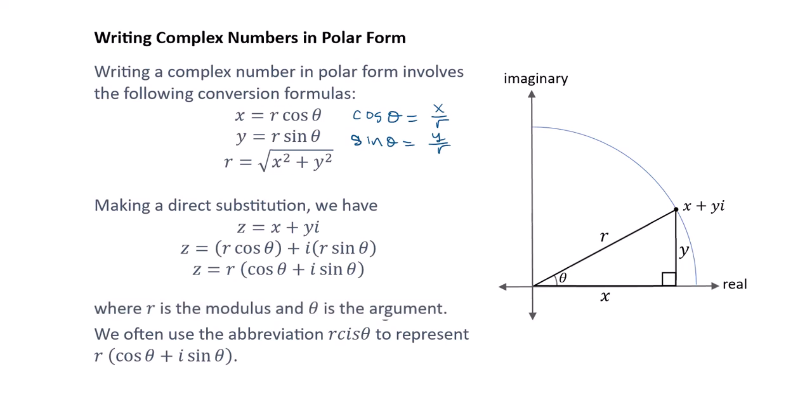Making a direct substitution, we have z equals x plus yi. z is equal to r cosine theta plus i times r sine of theta. And most of the time it will be written as z equals r times cosine theta plus i sine theta. r is the modulus and theta is the argument. We often use the abbreviation r cis theta to represent r times cosine theta plus i sine theta.